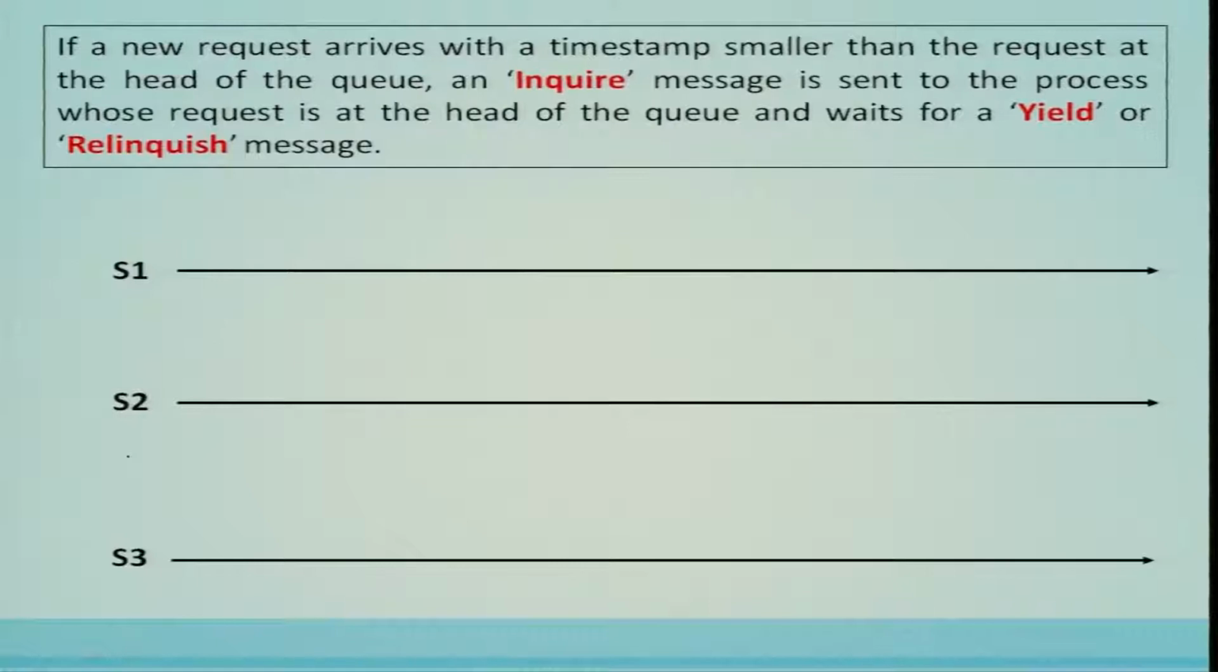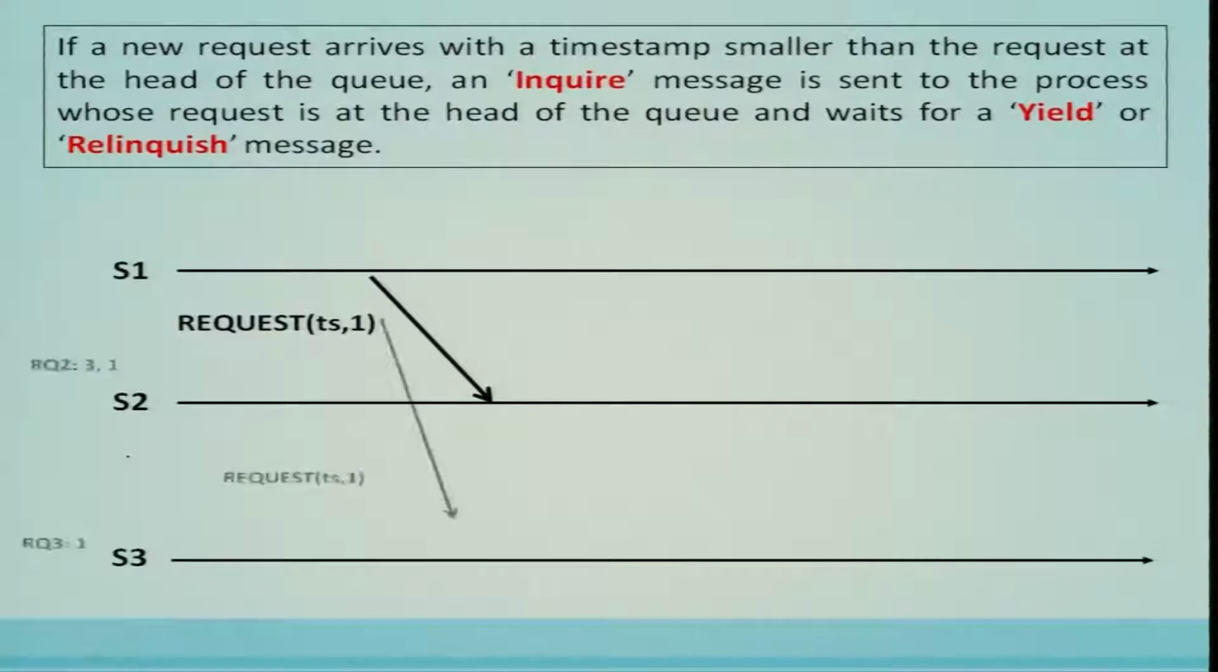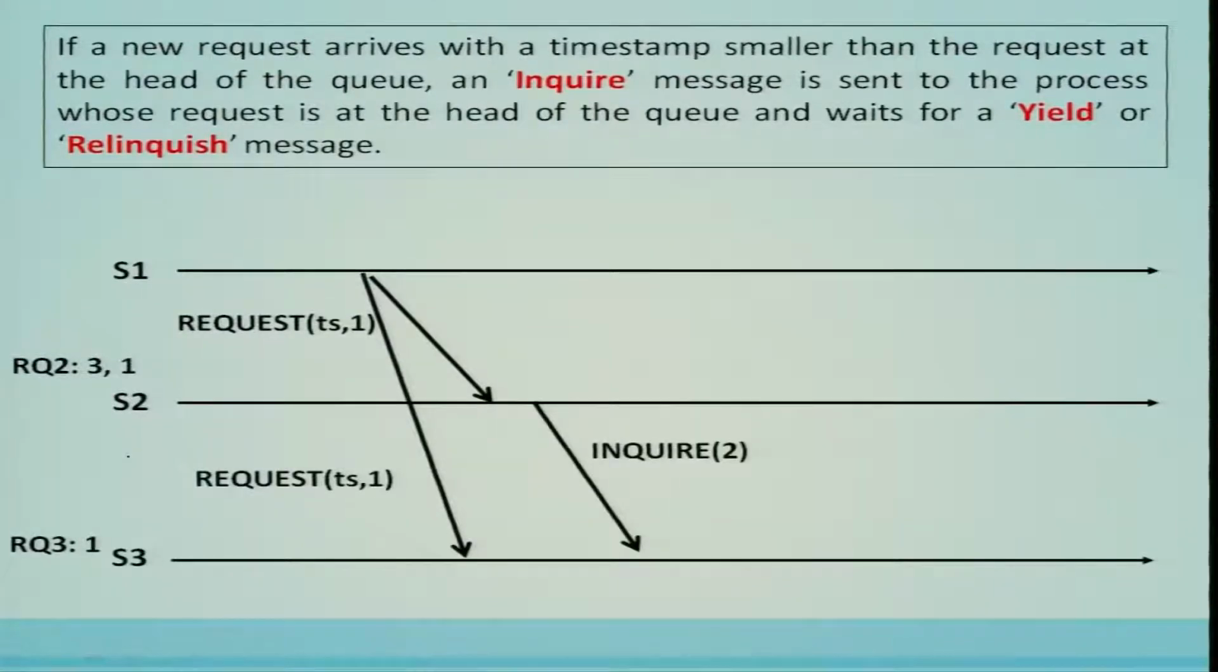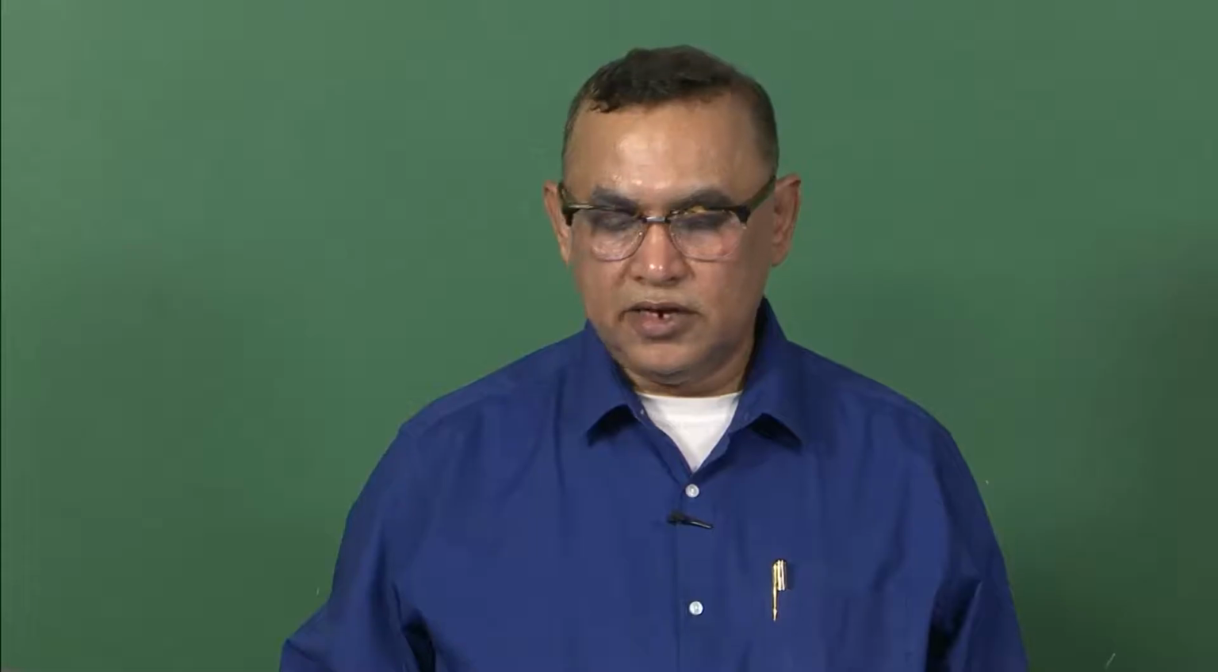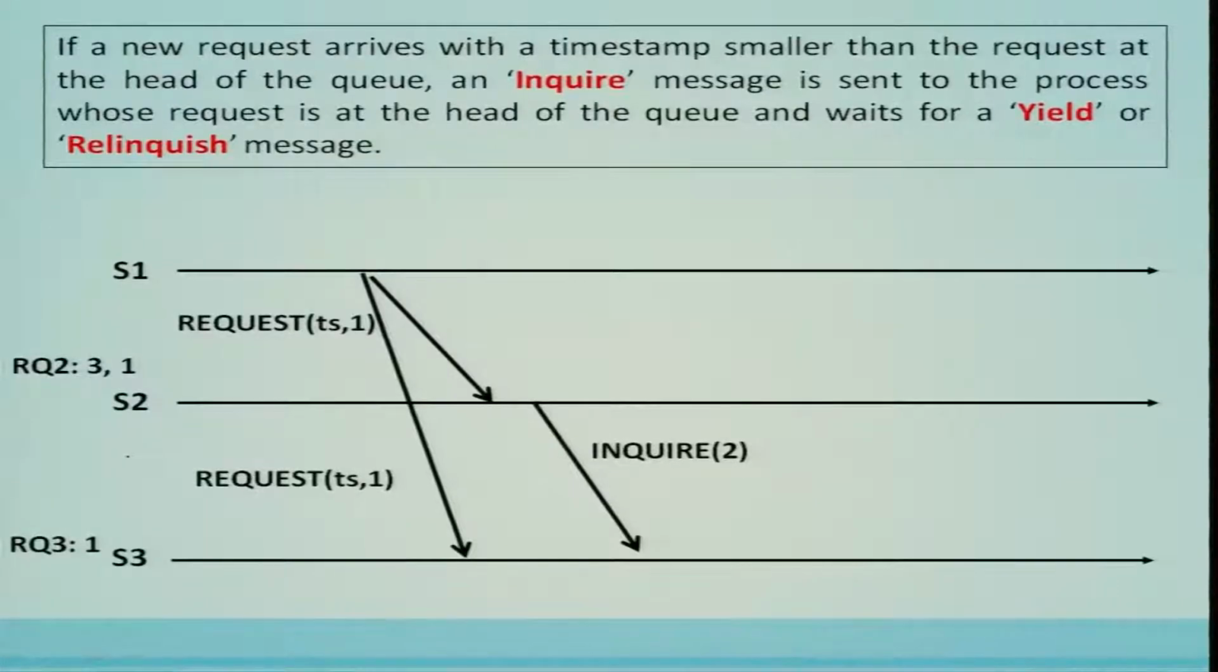Now, if a new request arrives with a timestamp smaller than the request at the head of the queue, an inquire message will be sent to the process whose request is at the head of the queue, and it waits for a yield or relinquish message. So, this is how deadlocks are dealt with, just like we have seen in Maekawa's algorithm.